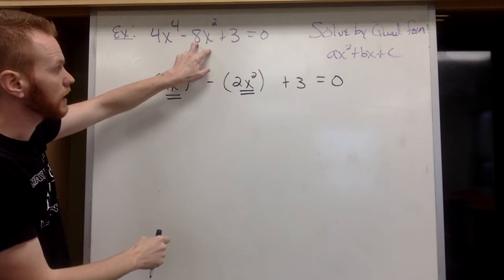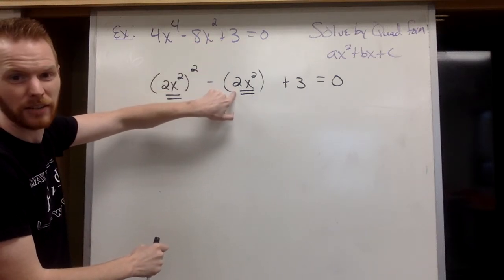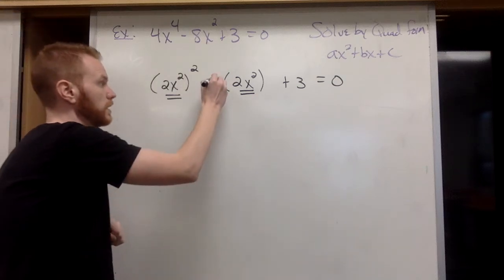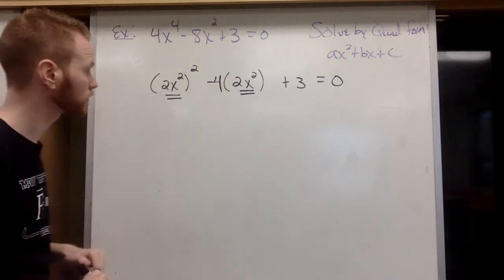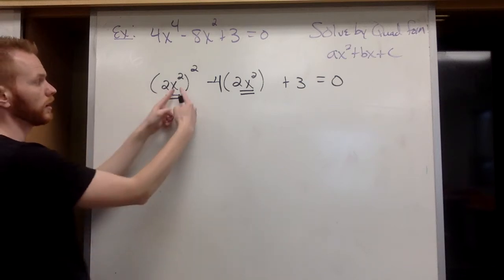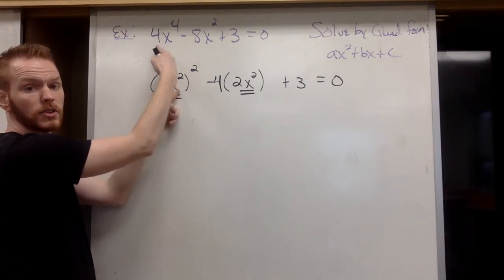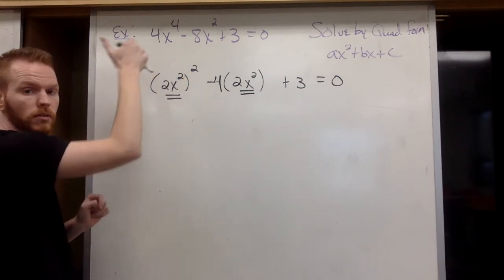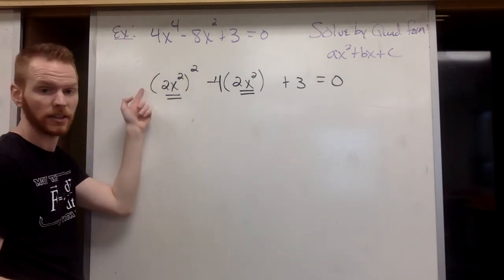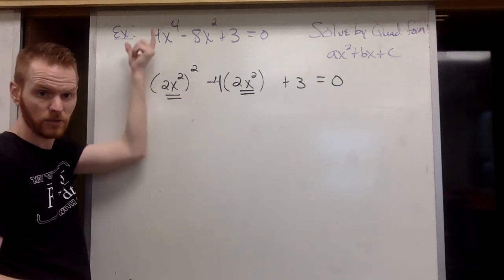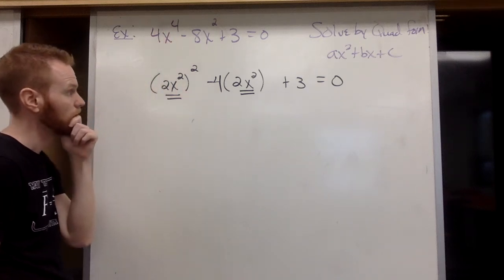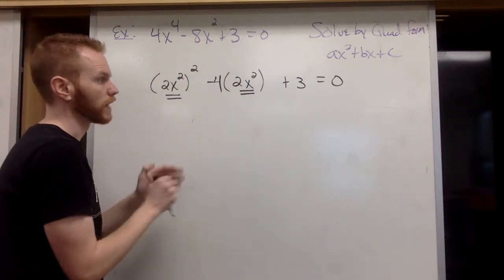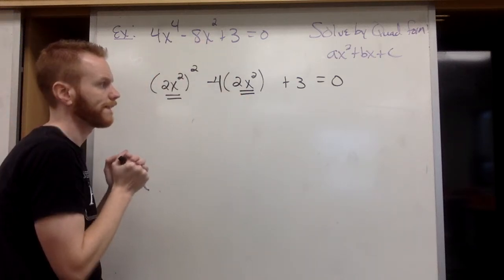This is negative 8x squared. That doesn't match it yet, right? What do I have to multiply this guy by to get that negative 8? Well, it'd be a 4. Over here, x squared raised to the second power is x to the fourth. Good. 2 squared is 4. Is that 4? Yes. I don't have to put anything outside of here. We're good. This does represent this guy. All right. Once again, if I simplify this, I get the original. I don't change it.